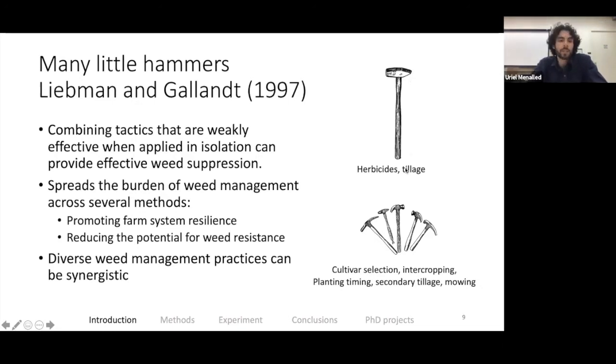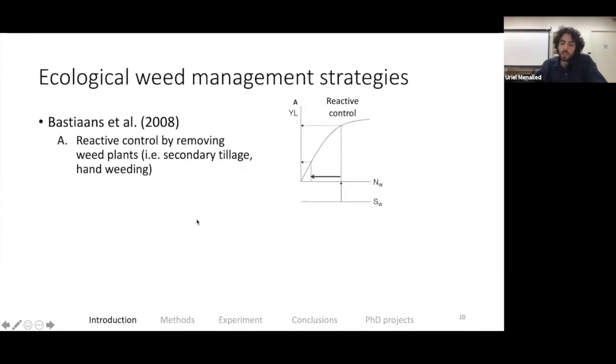interesting emphasis of this approach is that diverse weed management practices can be synergistic, which means that when a lot of weed management practices are applied together, their effect on the weed community may not necessarily be additive. In fact, it can be multiplicative or have interesting interactions. And the use of ecological knowledge to manage weeds is called ecological weed management.